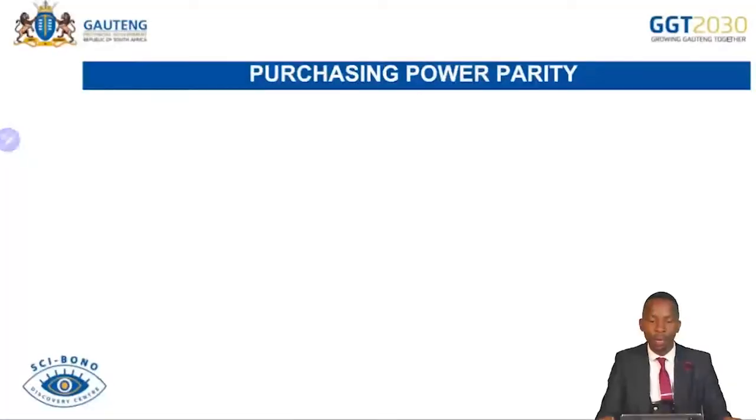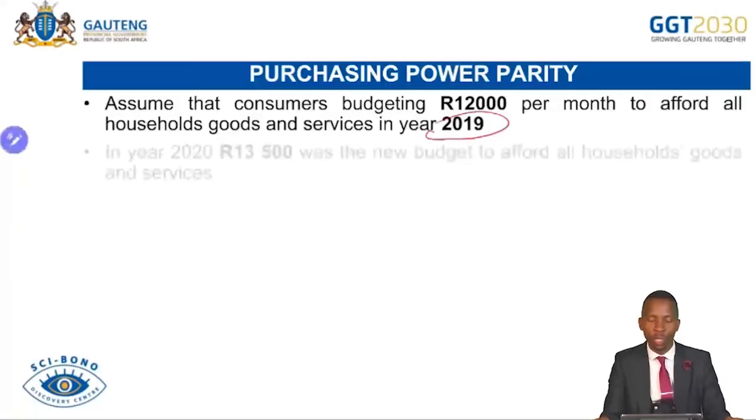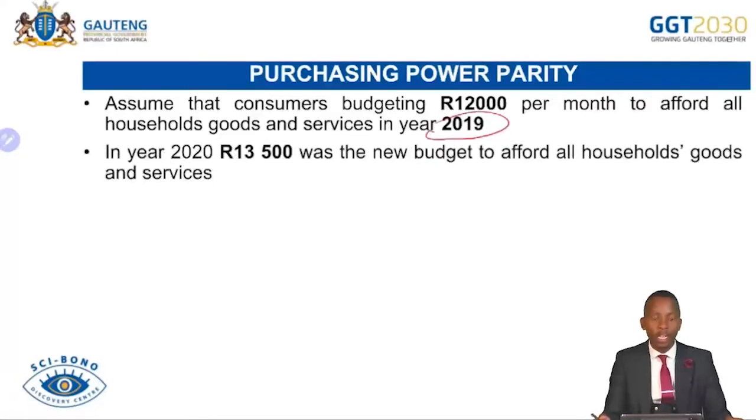The purchasing power parity, or the buying power parity. Then this is an example. Assume that consumers are budgeting 12,000 per month to afford all household goods and services. That was in 2019. So the budget is 12,000 to afford all of these goods and services. In the year 2020, because of the increase in inflation, consumers need to increase their budget to afford the same quantity of goods and services. Now it goes to 13,500 because prices have increased significantly.